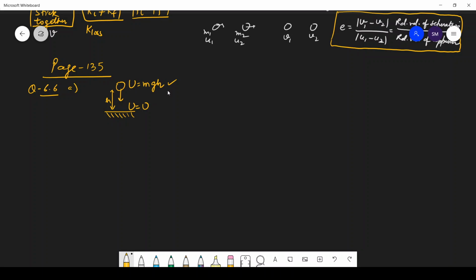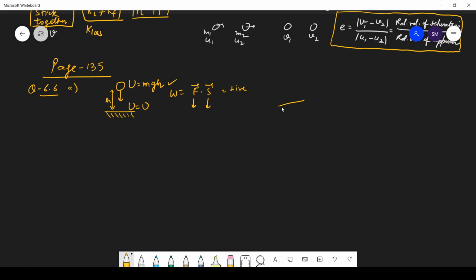So a conservative force doing positive work means what? Work done is equal to F dot S, so it means the angle between them is 0. Okay, positive work. The force is downward, and here the displacement is also downward. So both were downward, so work done was positive.